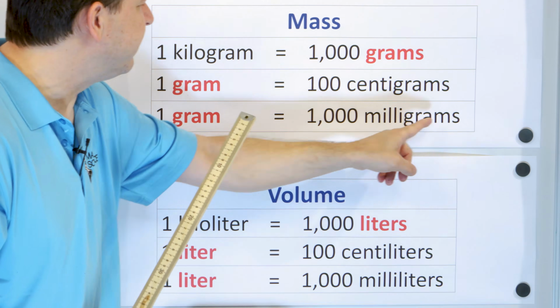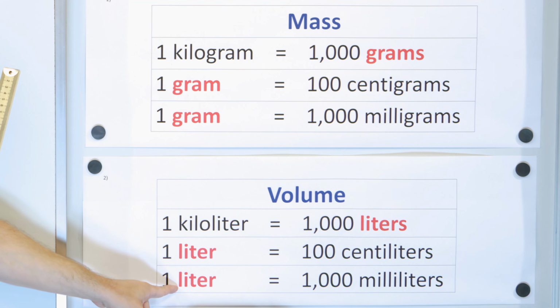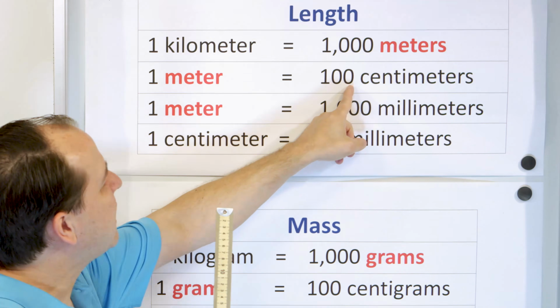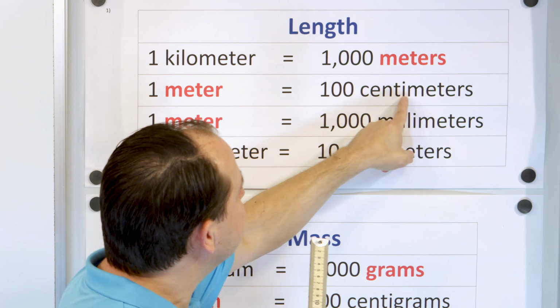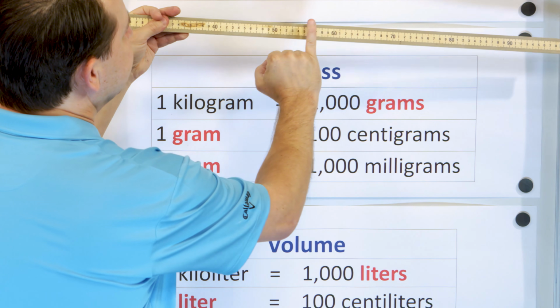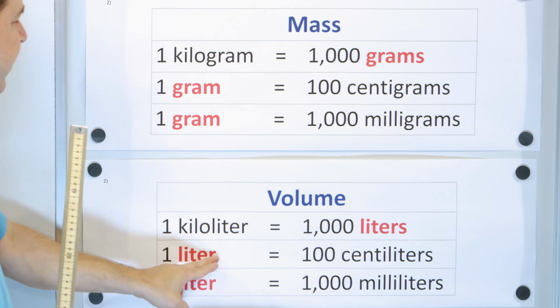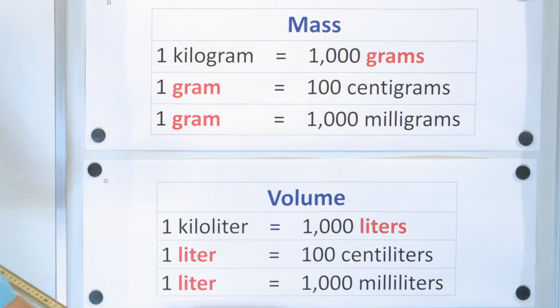It takes 1,000 of these milligrams to equal a gram. It takes 1,000 of these milliliters to equal a liter. And then for centi, it's 100 times smaller. So it takes 100 of these centimeters to equal a meter, which are these markings, the width of my finger is a centimeter. And it takes 100 of these centigrams to equal a gram, and it takes 100 of these centiliters to equal a liter.